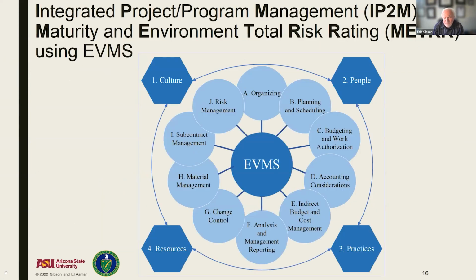Next slide. So this is the IP2M meter using EVMS. That's a real mouthful, but basically what you can see is that our earned value management system is at the center here, and there are 10 different sub-processes that support EVMS, from organizing all the way to risk management. You're probably very familiar with many of these, especially if you're involved closely with EVMS. So part of our tool focuses on the technical side, i.e. these 10 sub-processes. And these 10 sub-processes in EVMS are within the orbit of the rest of the system, which involves the culture of the organization, the people who run it, the practices that are used, and the resources that are provided to help the technical system be successful. So that's how the whole tool fits together.